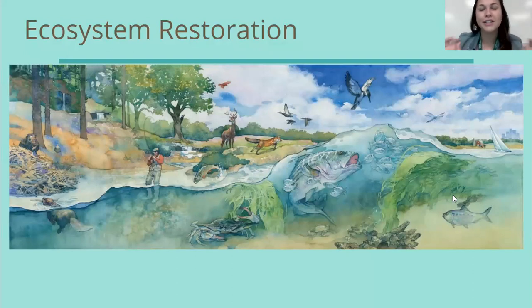Today we are going to jump right in to our unit, ecosystem restoration. Now, if you don't recognize either of those words, that is okay. As we go through this unit, we're going to talk about what ecosystem restoration means and what it is.